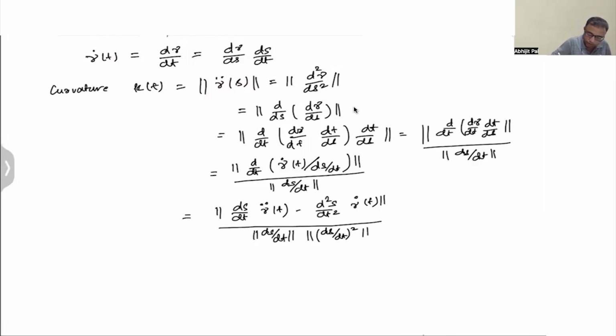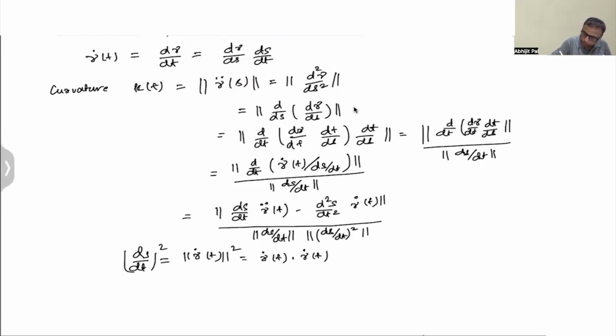Now this ds/dt whole square is nothing but the inner product of gamma dot(t) with gamma dot(t). Since ds/dt is the norm of gamma prime(t), if I take the square it will be equal to the square of the norm of gamma dot(t), which is again the dot product of these two tangent vectors.